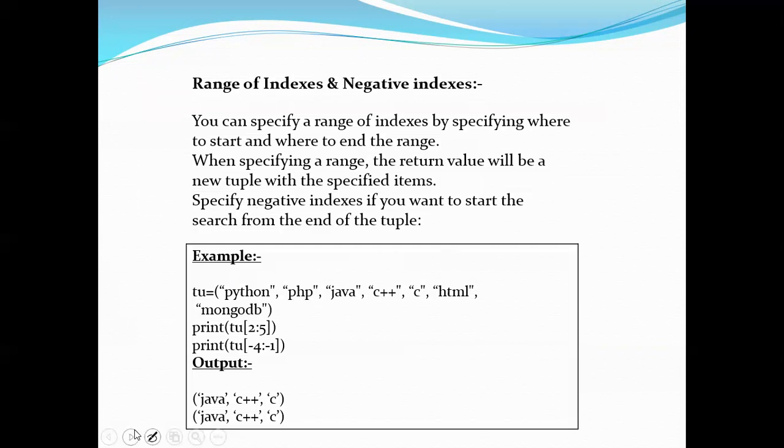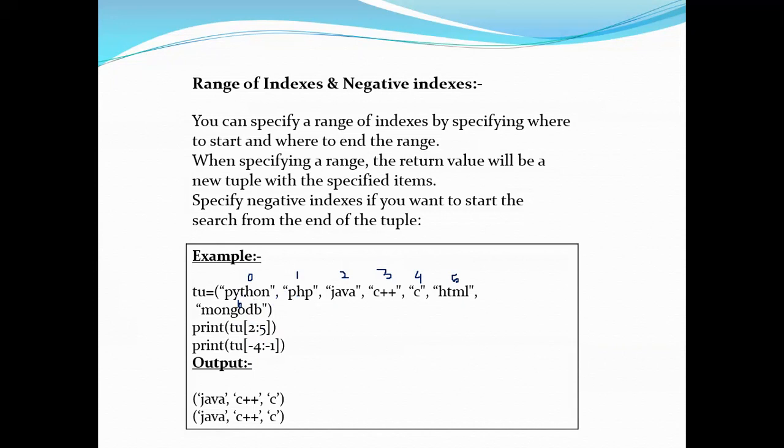Coming to range with the slice operation, right? We know that colon is a slicing operator in Python, and it is used to group the required data items from a data structure. How is it used? In the similar case, if I need to group, let me have the indexing. This is Python as 0, PHP 1, Java 2, C++ 3, C 4, HTML 5, and I have MongoDB in 6. Right? I have these things.